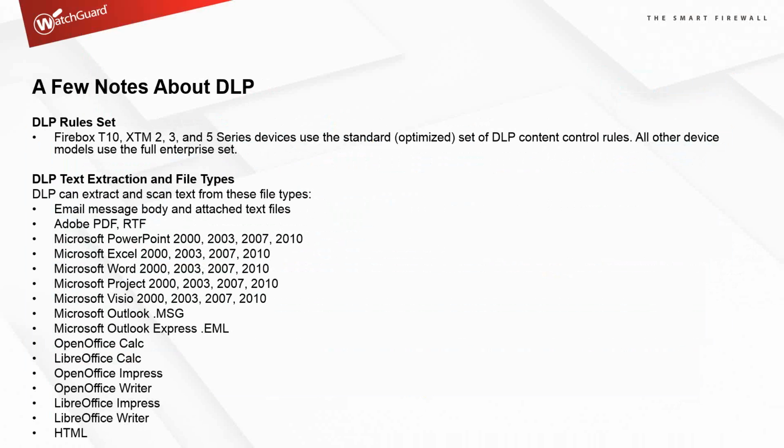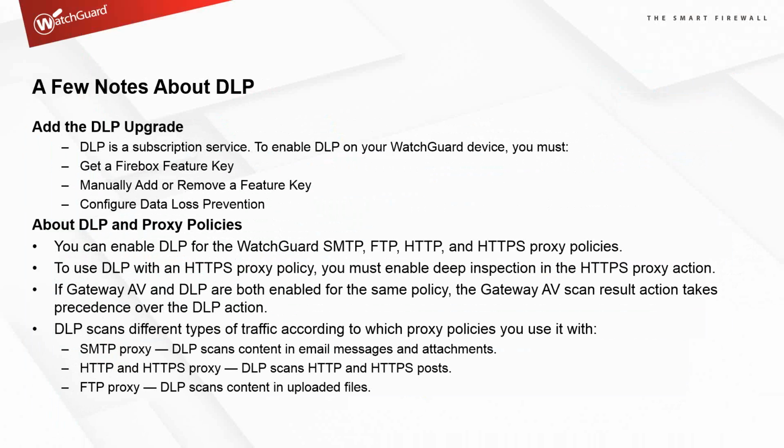There are a number of text extraction and file types that DLP will monitor, including HTML, the different Office suites out there, including Microsoft, email messages and text files, and Adobe PDF and RTF. DLP is a subscription service. To enable DLP on your WatchGuard device, you must get a Firebox feature key, manually add or remove a feature key, and then configure data loss prevention.